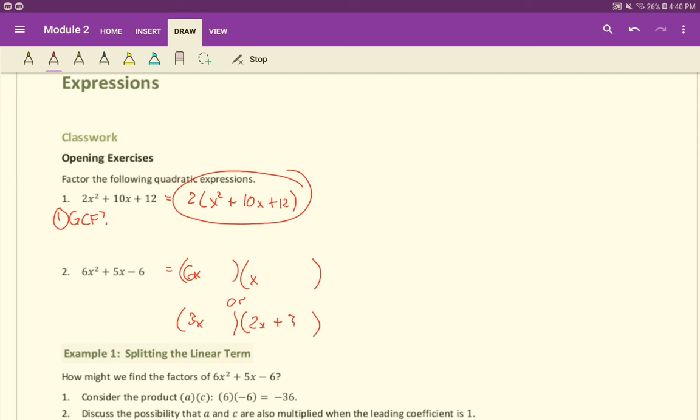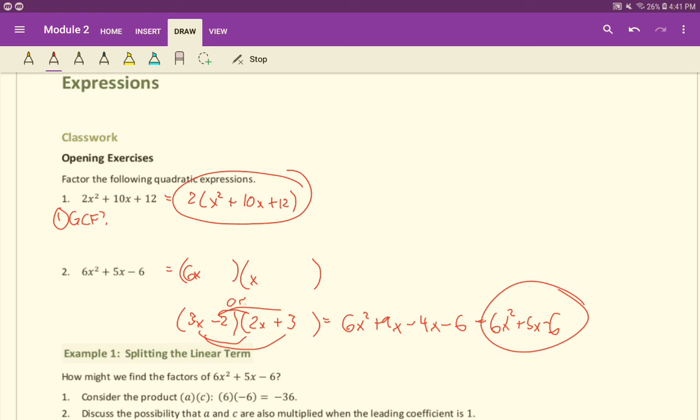Let's do a +3 and a -2 right here. Okay, and again, some of it's just practice and experience, but let's multiply it out. 3x times 2x, 6x squared. 3x times a 3, 9x. -2 times 2x, -4x. -2 times 3, -6. Combine like terms, and there it is. So this is the factored version right here.